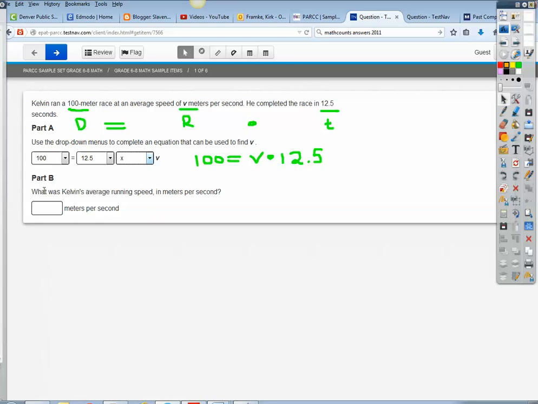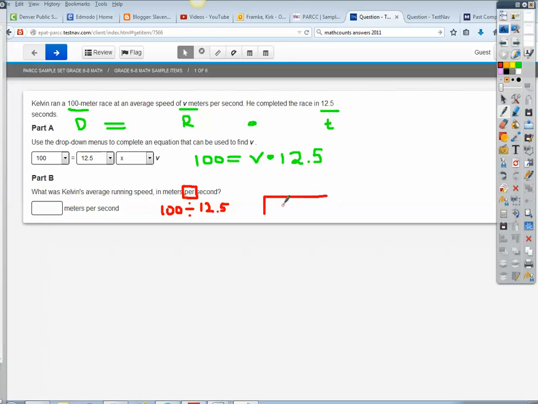What was Kelvin's average running speed in meters per second? Now, the trick on this one is you should know what the word per means. And the beautiful thing about this problem is it tells you how to do the problem. Per simply means divide. So we should do meters divided by second. Okay, so my meters would be 100. My seconds is 12.5.